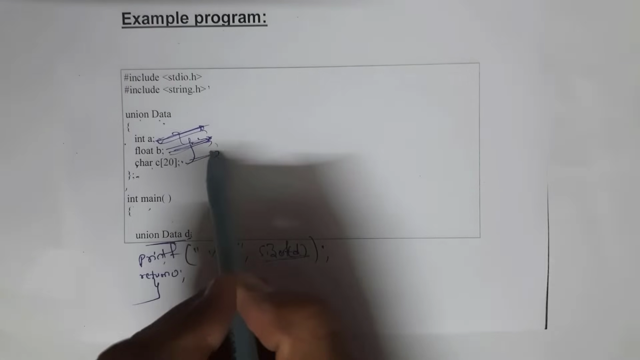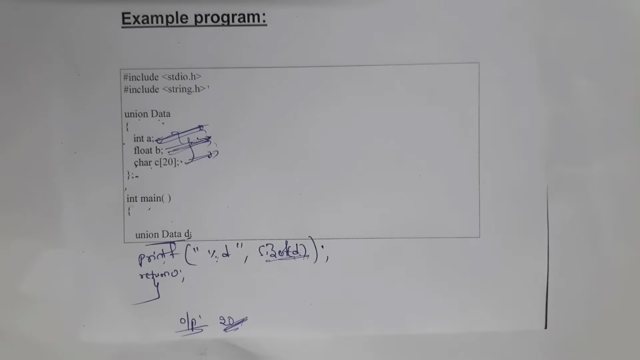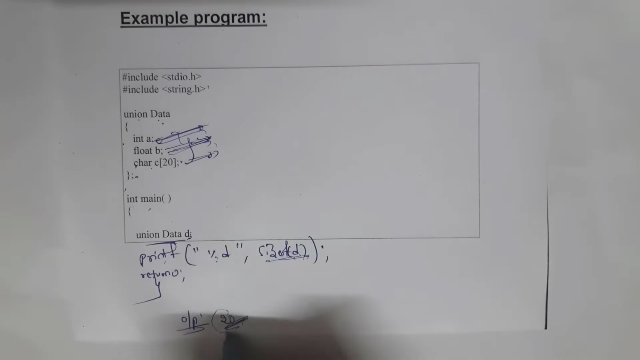The name itself says union. By combining all these data types, it will print the size. So I will get output as 20 bytes.